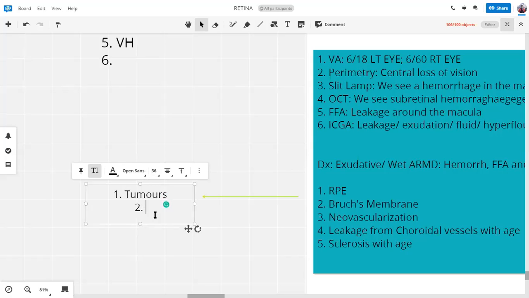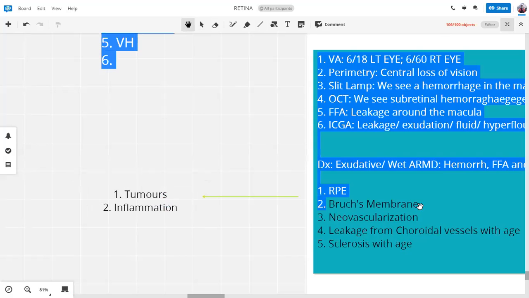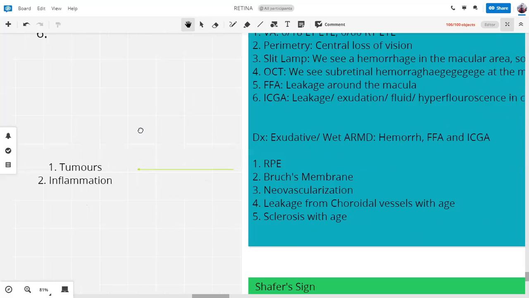Now, what is retinal detachment? What is the definition of retinal detachment? Separation of sensory epithelium from pigment epithelium. Pigment epithelium, right? That is retinal detachment. Now, if I say the retinal pigment epithelium detaches from the Bruch's membrane, what will we call that?